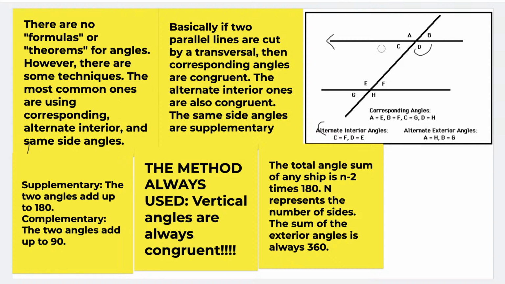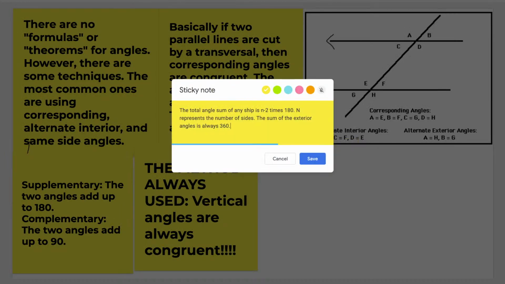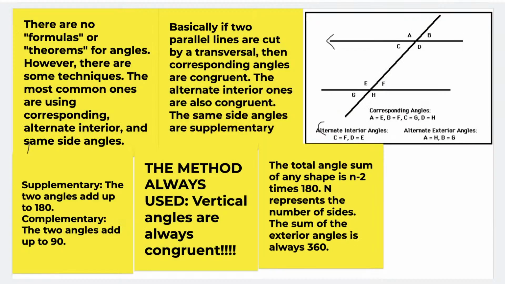And now the total sum of any shape is n minus 2 times 180, and n represents the number of sides. So pretend I have a square. Based on our formula, the number of sides is n, and it's minus 2. So 4 minus 2 is 2, times 180, which is 360. So you can use this formula to find the total sum of the angle measures for any shape.